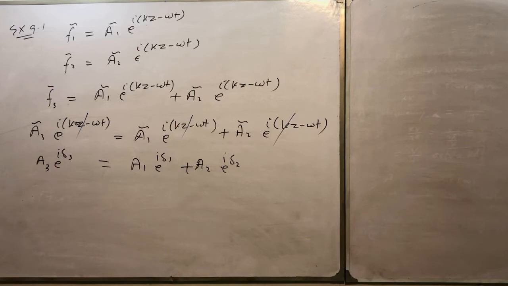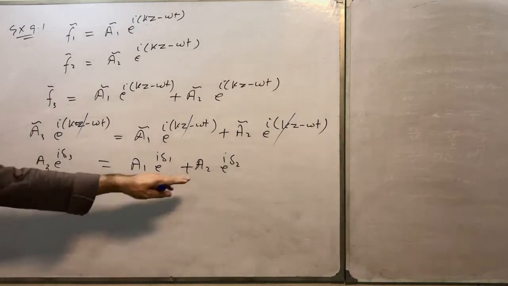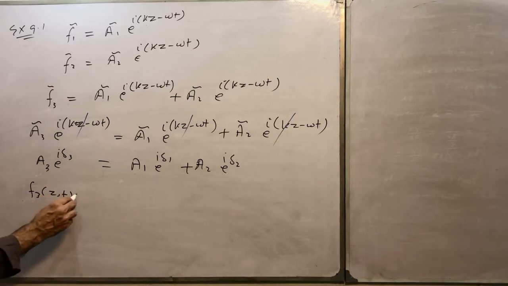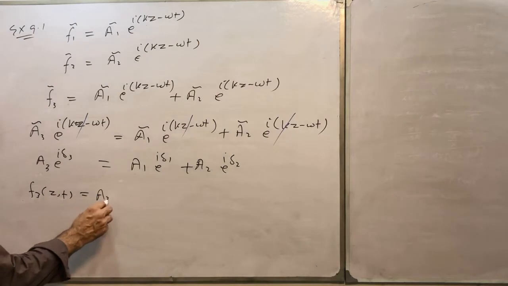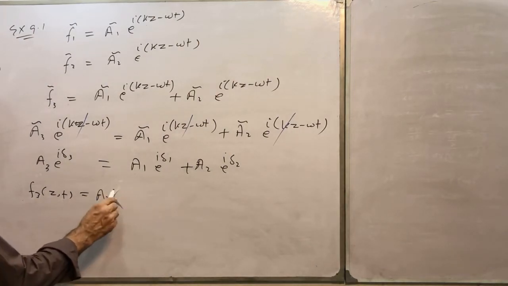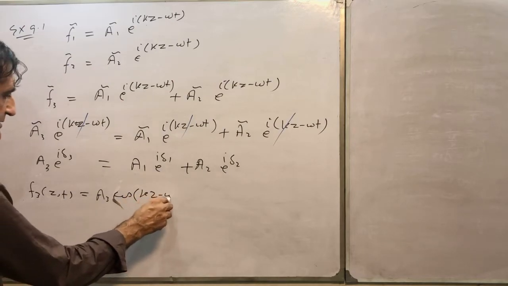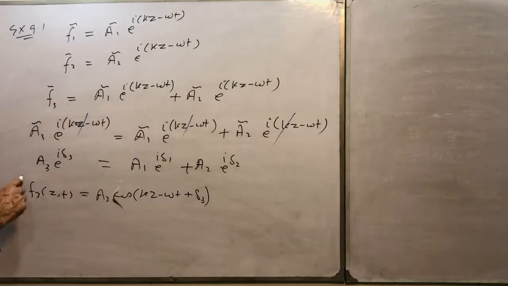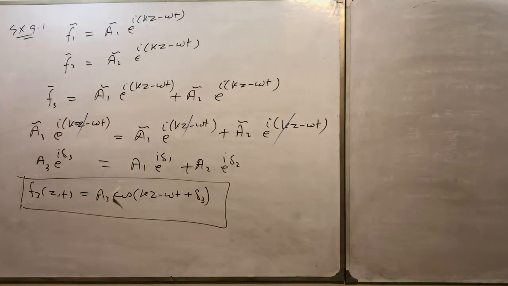In other words, we just add the complex amplitudes. The combined wave still has the same frequency and wavelength. And finally, f3 of z and t must be A3 cosine of (kz minus omega t plus delta 3). So this will be the final, the combined wave.